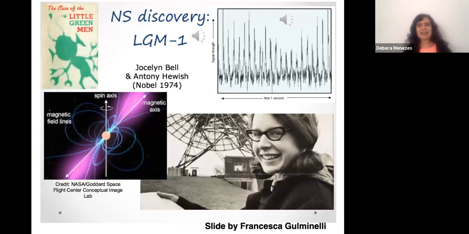This is a slide that I like very much. It was produced by Francesca Gulminelli and shows this first detection done by Jocelyn Bell, and the name they gave to it, LGM1, which is Little Green Man. So they actually believed that there were some extraterrestrial creatures trying to contact us.